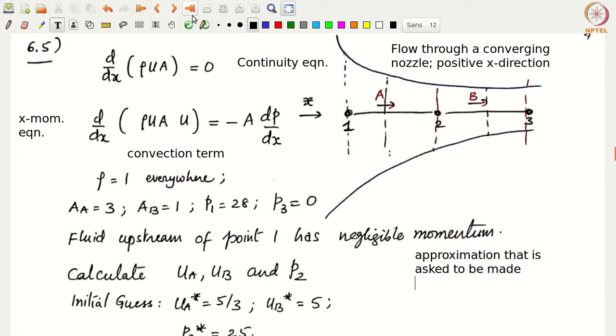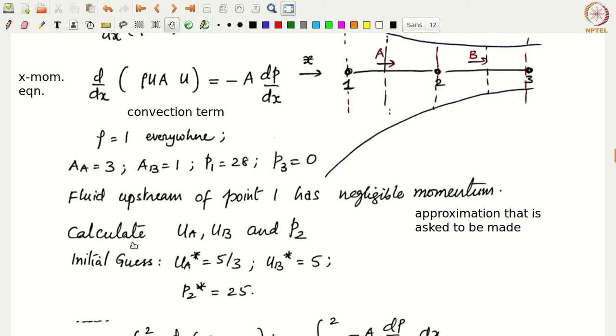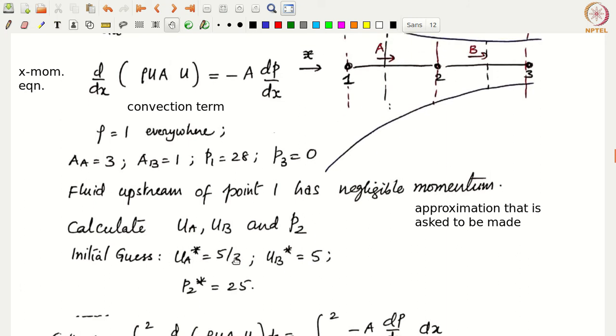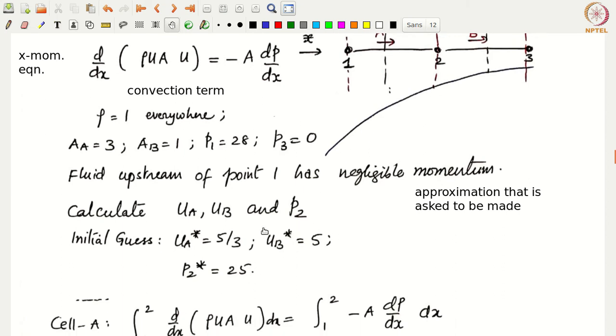Fine. Then what else? Essentially, you are asked to calculate the velocities at locations A and B, that is the velocity control volumes, and at the pressure control volume, that is P2. So you have to calculate UA, UB and P2. And it is given that the initial guess equals 5/3 for UA, 5 for UB and 2.25 for pressure. When you write the code, you can use this as the initial guess and solve the equations. As of now, we will try to set up the complete algorithm using SIMPLE.